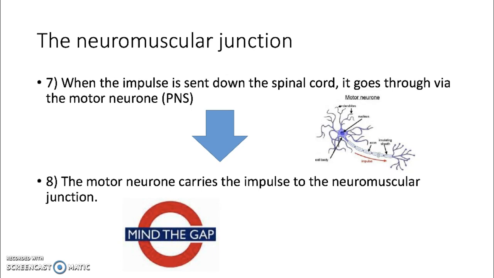The motor neuron carries the impulse to the neuromuscular junction. This is the gap or synapse between the motor neuron and the muscle fibers. If there is enough acetylcholine, this impulse is able to do saltatory conduction. This is where the impulse jumps over the gap.